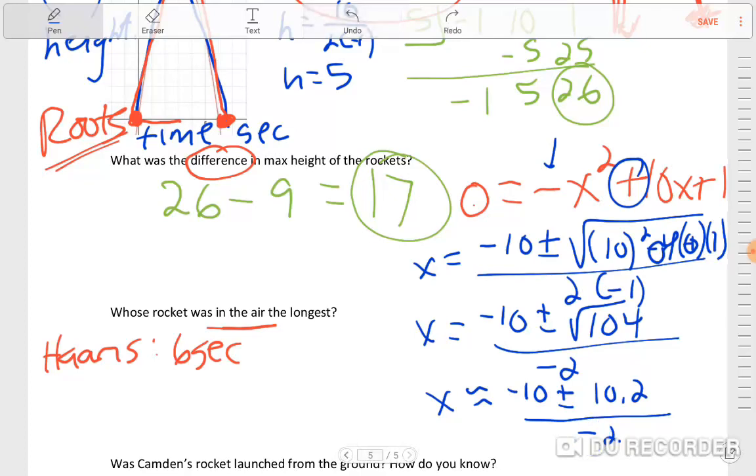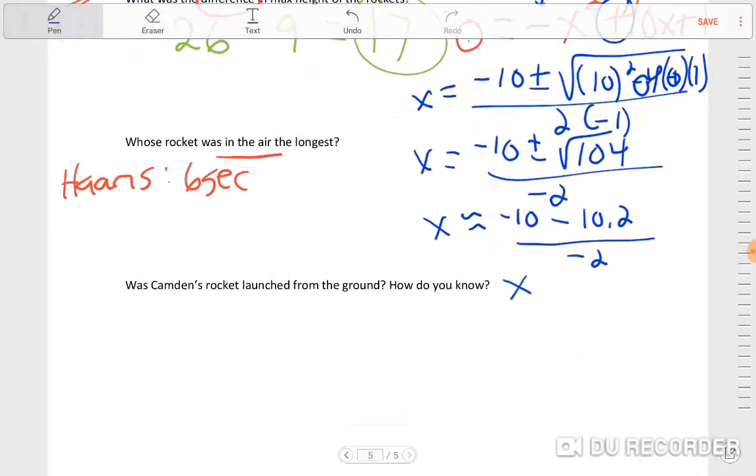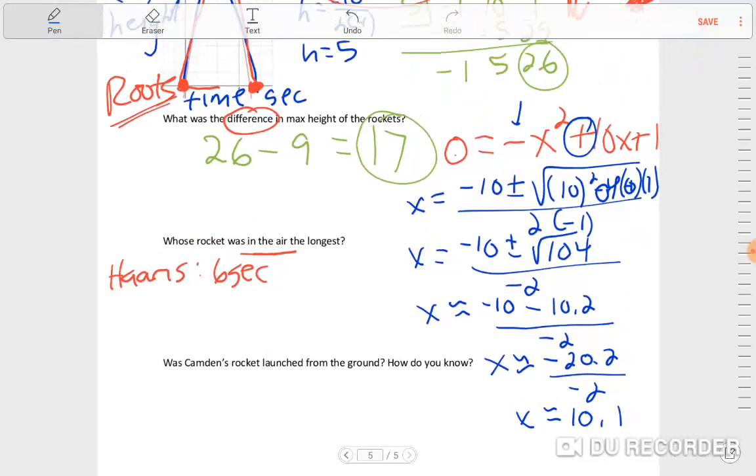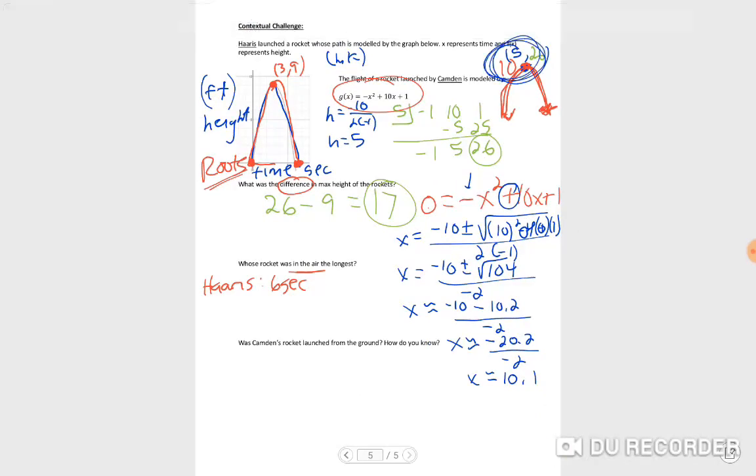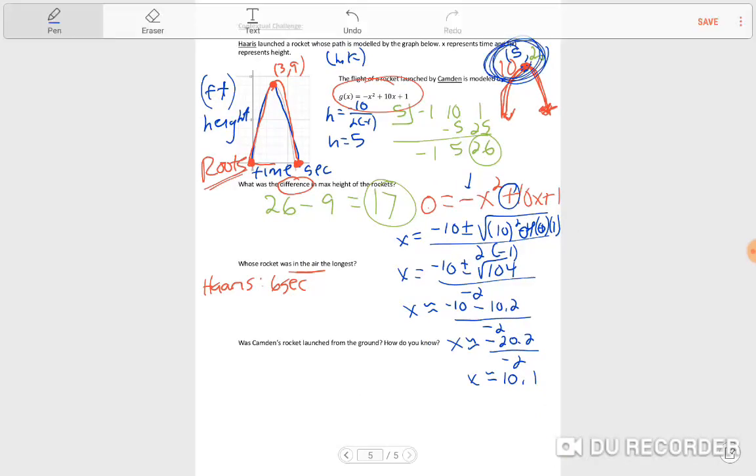So the only one that would make sense to use here would be the minus, because if I subtract, now I'm getting -20.2 divided by -2, which is approximately 10.1. So gee, that's weird. It's still close to what I estimated. We had estimated before up here that it should take around 10 seconds, but we actually got 10.1. Now the question asks us who was in the air the longest. And that is Camden. Camden had 10.1 seconds. He wins. 10.1 is greater than 6.